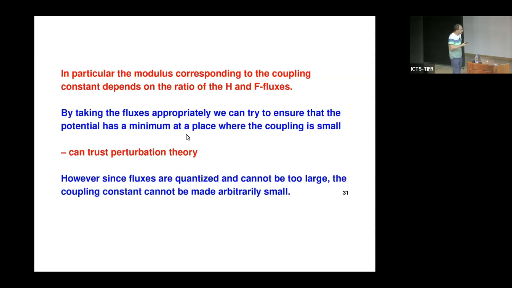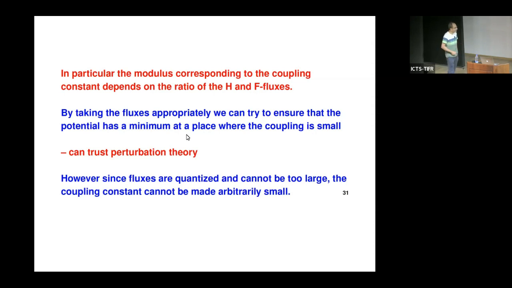In particular, the modulus corresponding to the coupling constant, namely the dilaton e to the phi, turns out to depend on the ratio of the H and F fluxes. So by choosing the fluxes appropriately, we can try to ensure that the potential has a minimum at a place where the coupling is small. And we need this so that we can trust perturbation theory.